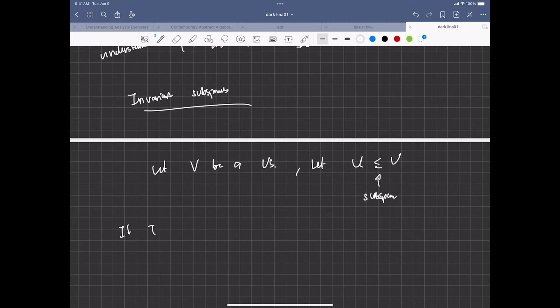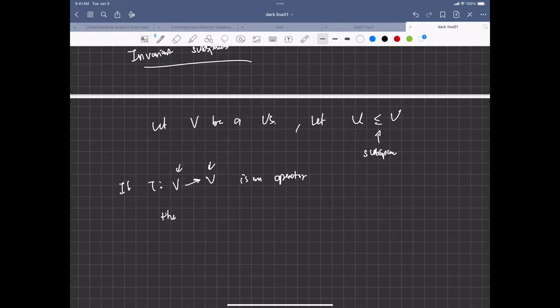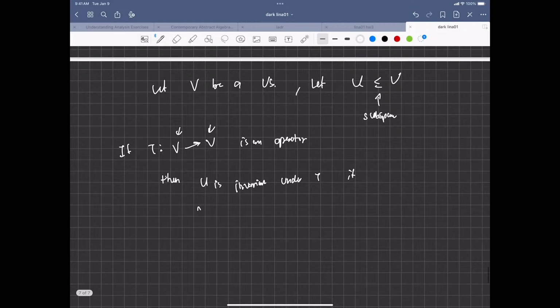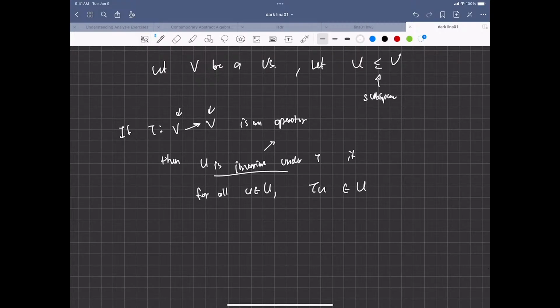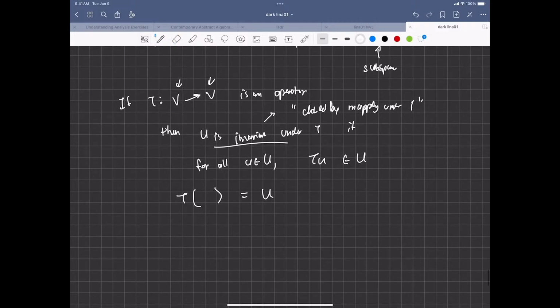If T is an operator, which again just means a linear map where the domain and codomain are the same vector space, then U is invariant under T if for all u in U, T of u is inside U. One way to think about it is that U is closed under mapping by T. In the sense that the image of U under T is just U. This notation just means T applied to each u in U, and this whole image is U.